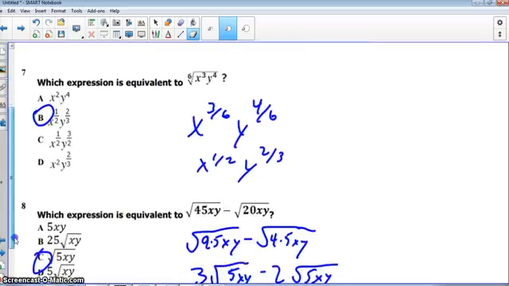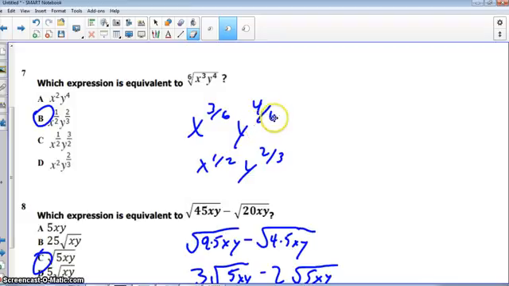7. Which one's equivalent to this? Just turn each one into a fractional exponent. You'll get x to the 3/6 times y to the 4/6, and then simplify them.